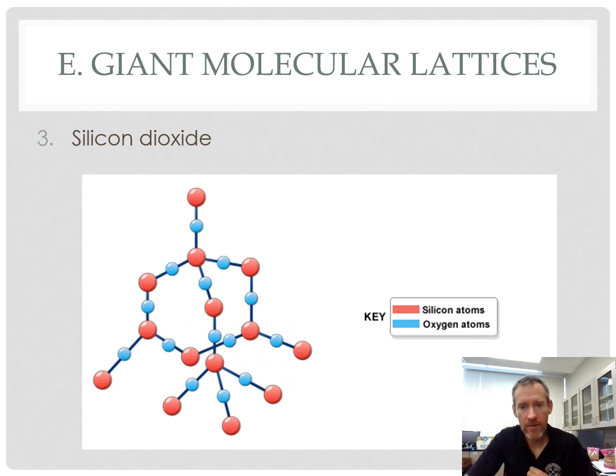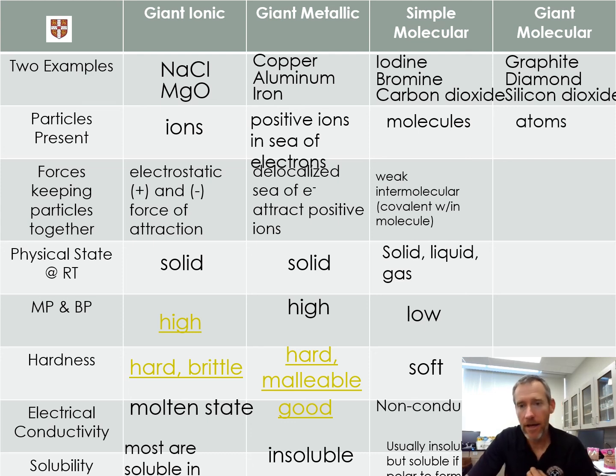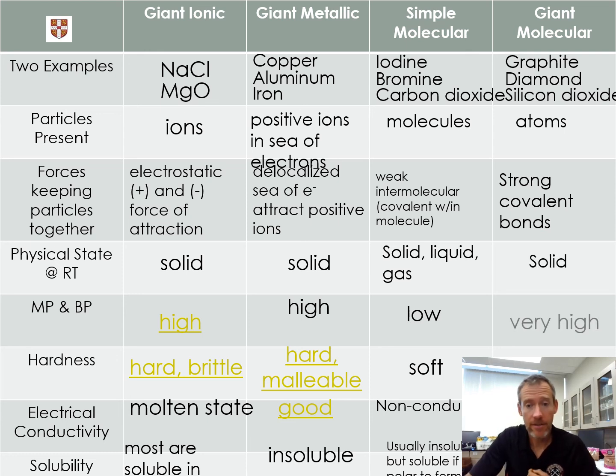Silicon dioxide is very similar. This is sand. Sand has a very high melting point. Graphite, diamond, silicon dioxide, they are made up of atoms with very strong covalent bonds. It's a solid state, with very, very high melting points. Hardness is very hard. They do not conduct electricity except graphite, and they're not soluble in water.